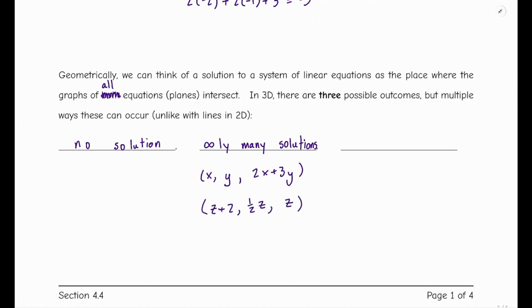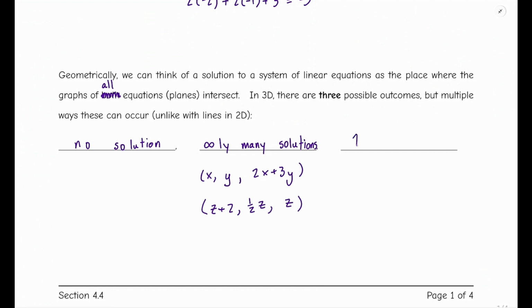Now I just randomly chose where the free variables are. Like for the first one, I said x and y. It could be x and z or y and z. Or for the second one, where there's only one free variable, it could be x, y, or z. It doesn't have to be z.